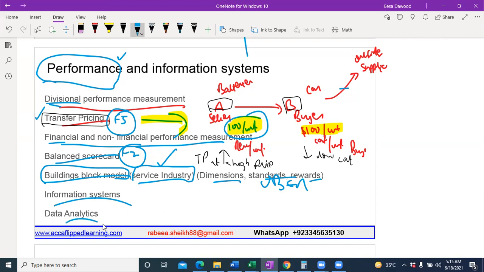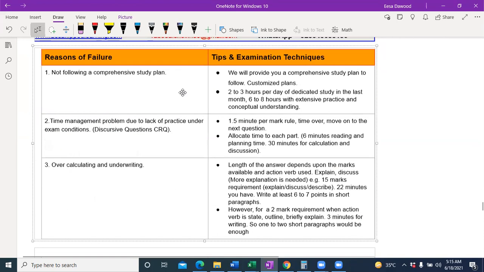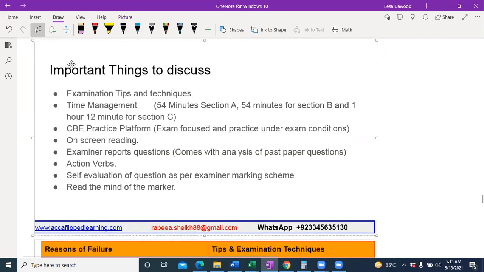Then information systems and data analytics. So these are all the areas in the exam. Okay. Now I'm going to share with you. I've already talked about time management and examination technique. I've already talked about that, and it will follow in a later slide as well.